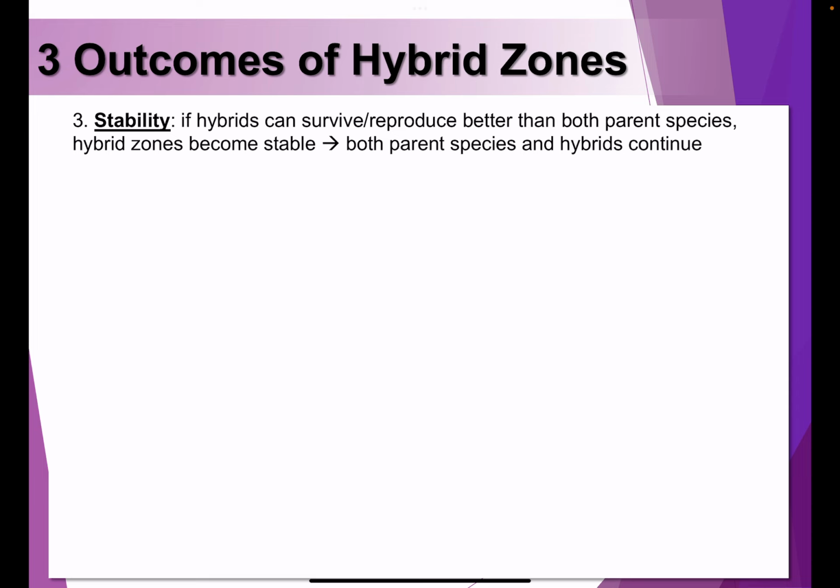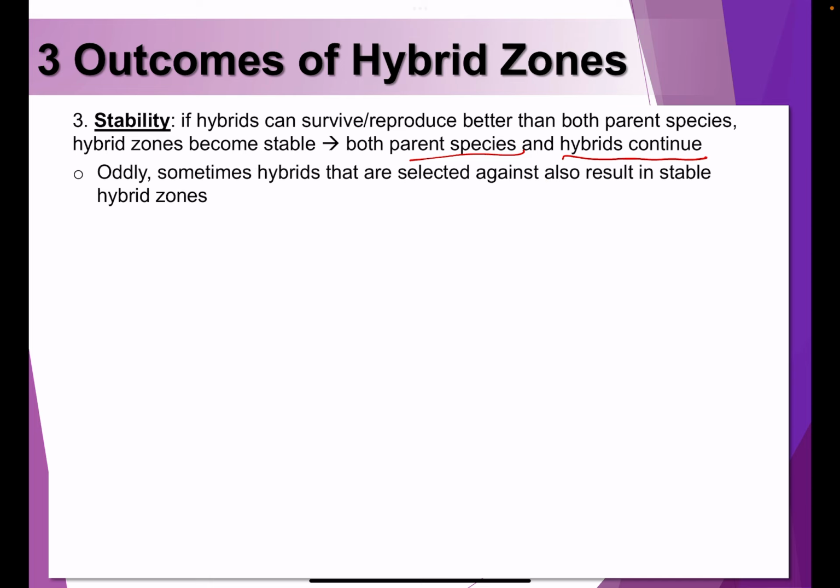A third possible outcome of a hybrid zone is stability. If hybrids can survive or reproduce better than both parent species, hybrid zones can become stable. This is where both parent species and hybrids will continue to live and prevail in that particular area. Oddly enough, sometimes hybrids that are selected against also result in stable hybrid zones, meaning that these hybrids are frail or are not selected by natural selection for the environment, which means they're not best or favored for survival in that particular hybrid zone, but they still exist.